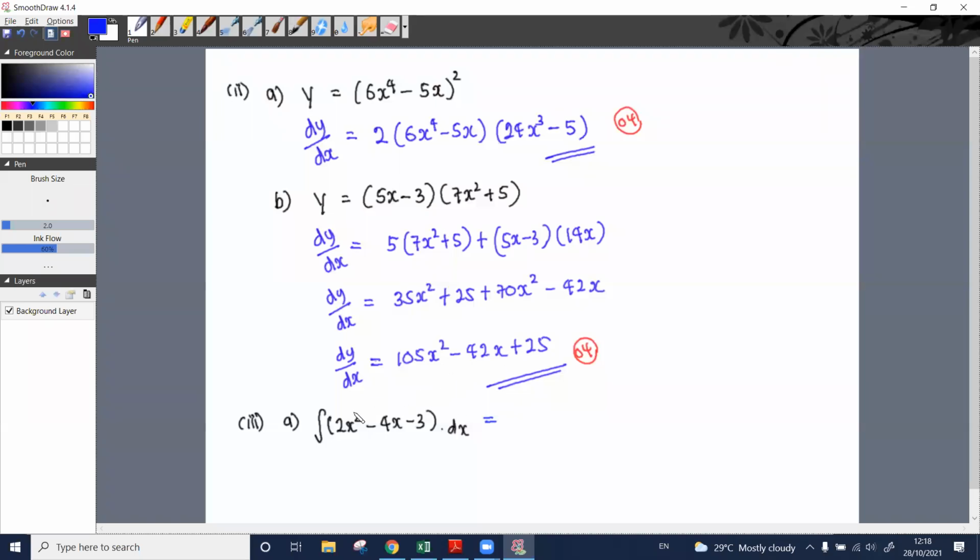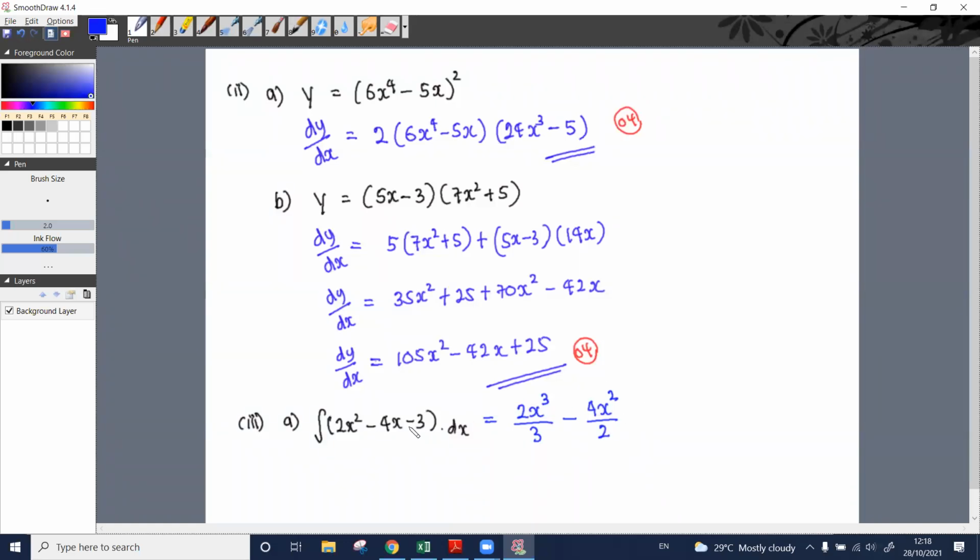When integrating, what do we do? One is added to the power, and we divide by power plus 1. So we need to add 1 to the power value. Here the power value is 2. If we add 1, it becomes 3, and divide by the new power value, that is 3. Second term, the power value is 1. So we add another 1, so it becomes 2, and divide by the new power value, which is 2.